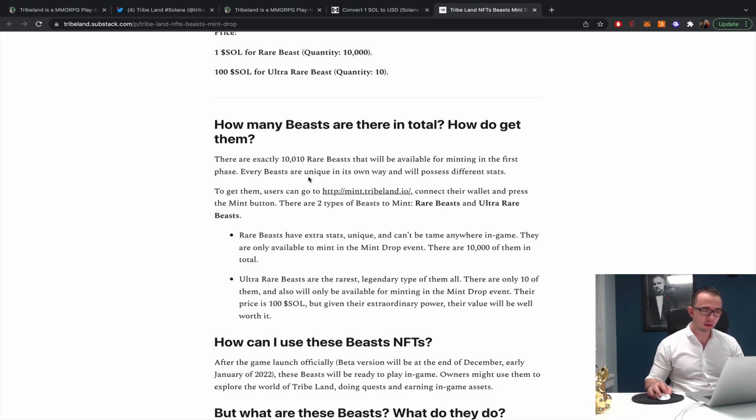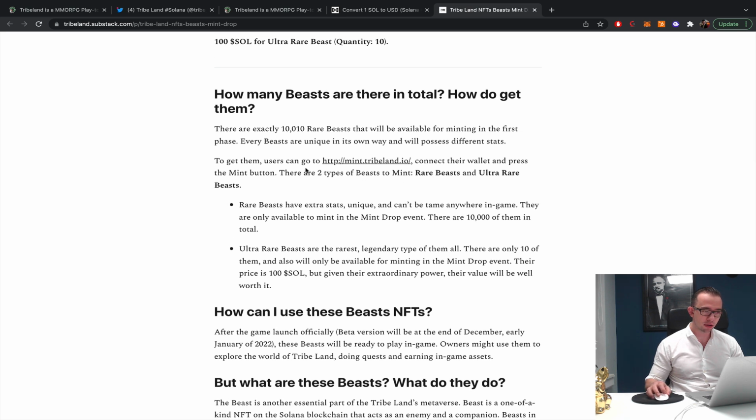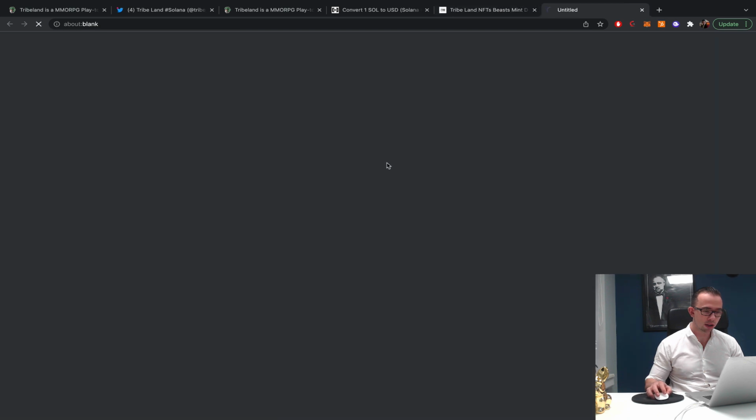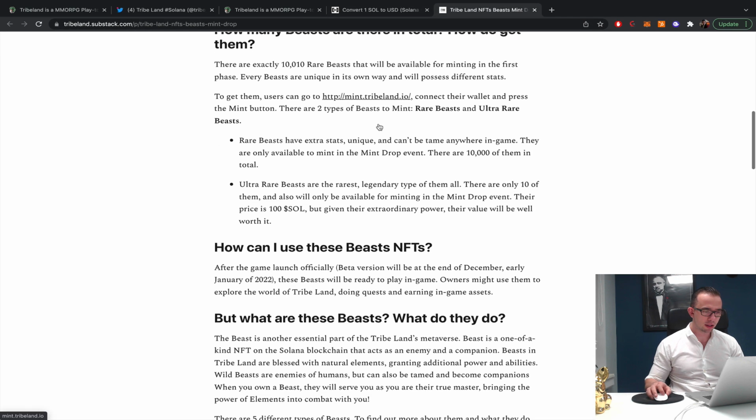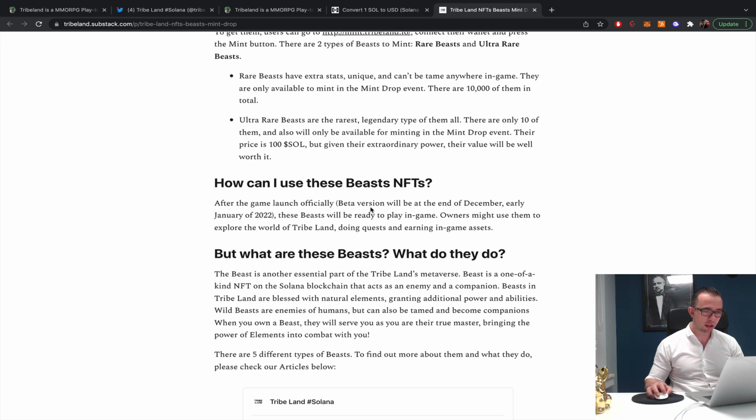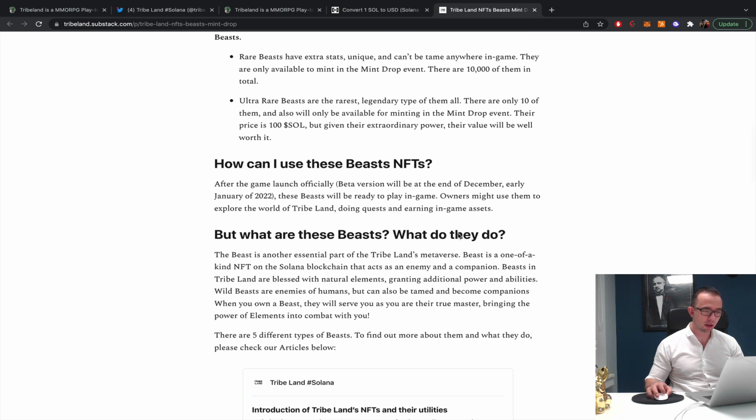Every beast is unique in its own way and will possess different traits and stats. To get them, connect your wallet. Okay. And the minting opens in 14 hours as of now. Tomorrow, 3 p.m. UTC, which is Saturday evening. How can I use these beasts? After the game launches, you'll be able to use them, okay? But what are these beasts? What do they do? The beast is another essential part.